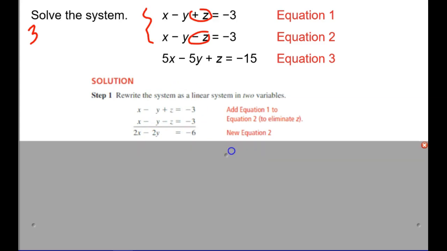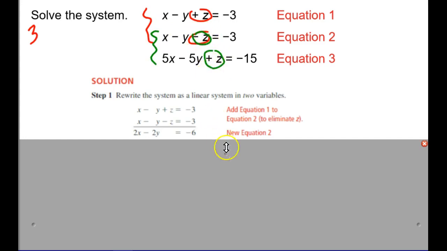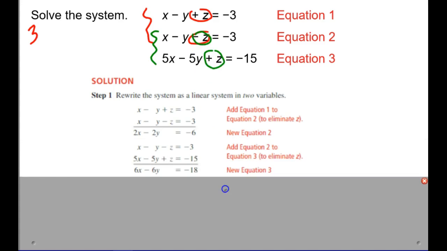Okay, so I have to do that again. Well, again, I'm going to use, for the second one, these two, because again, I have a negative z and a positive z, so my z's will still go away when I add these two equations together. So that'll be a little more simple. So again, I can add my x's and my y's and end up with a constant. So those are my two new equations.